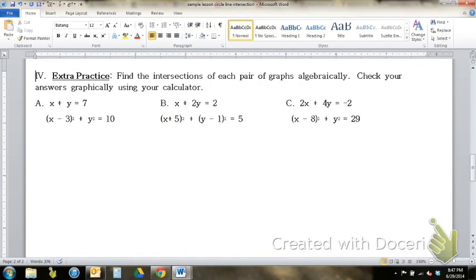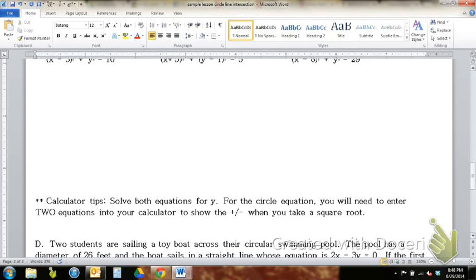Okay, so now here are 3 examples for you to try. I want you to model them after the examples that I worked out for you. I want you to find the intersection or intersections of each pair algebraically. Check your answers graphically using your calculator. Now, a little tip for how to plug these into your calculator. You have to solve both of your equations for y. However, for the circle equation, you're going to need to square root. And remember, when you square root, you get a plus or minus on a square root. Okay, it has 2 answers.